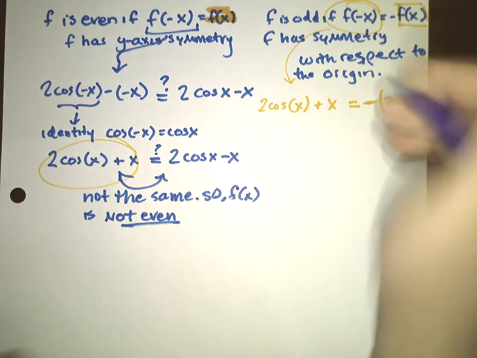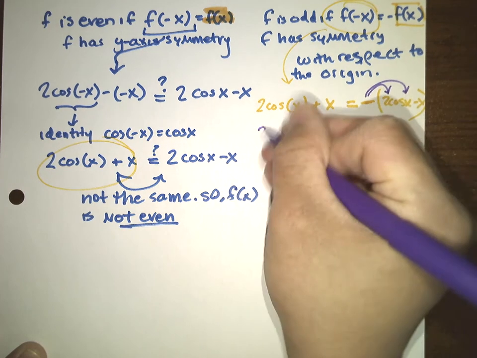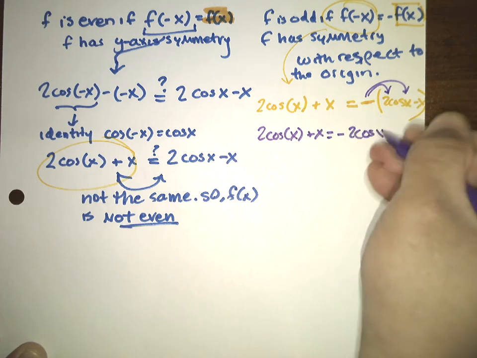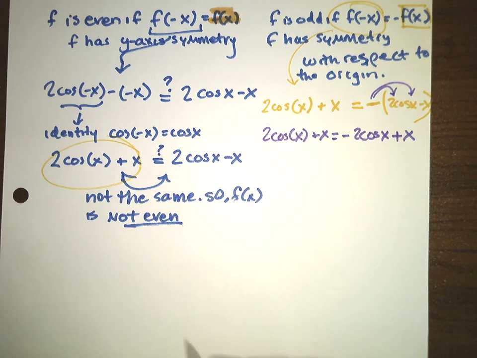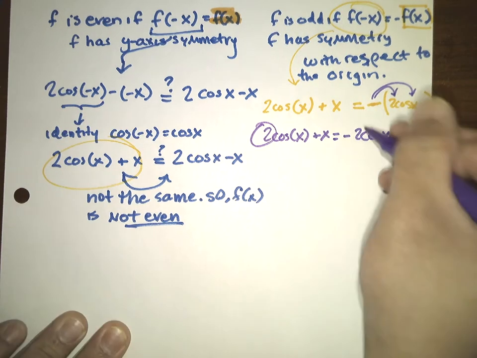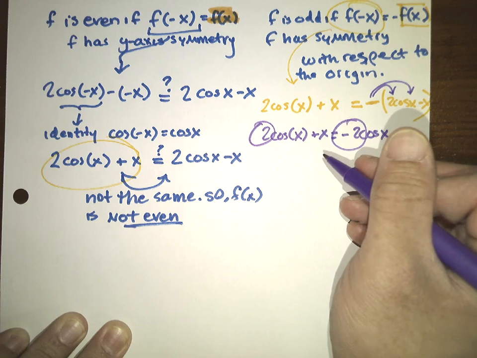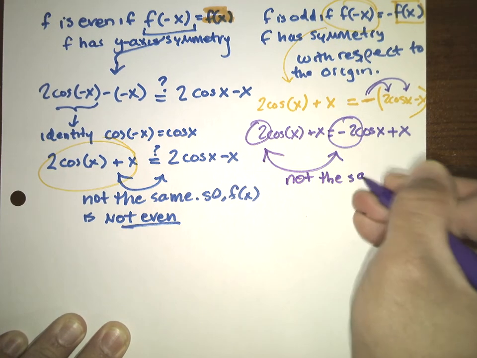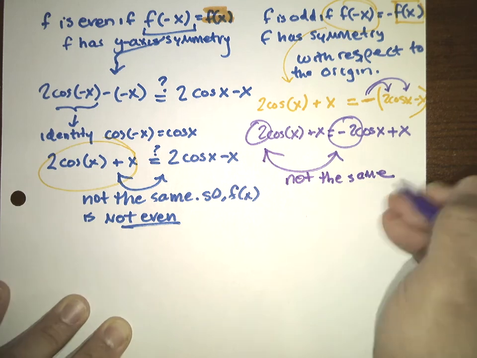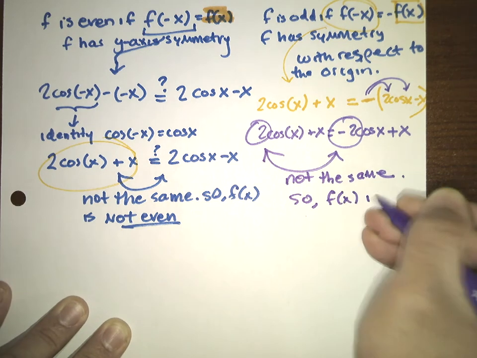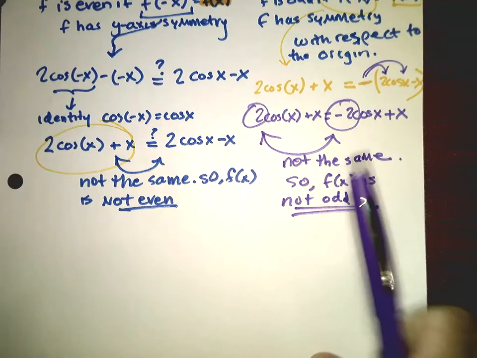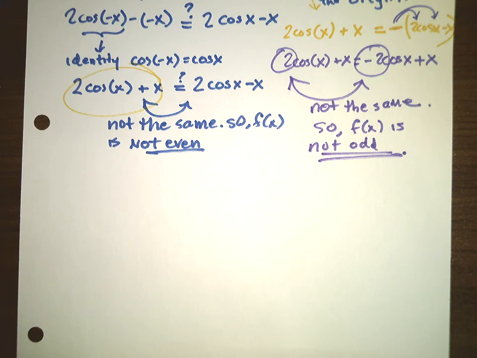And then I'll distribute the negative here. So we have 2 cosine of x plus x equals the negative 2 cosine of x plus x. And these are not the same, right? One of them has a 2 cosine x, one has a negative 2 cosine of x. So these are not the same. So that means that f of x is not odd. All right, f of x is not odd, so there's no symmetry with respect to the origin. What a time to be alive, right?